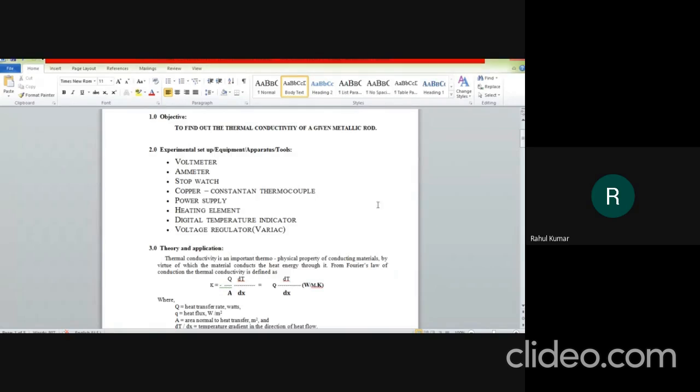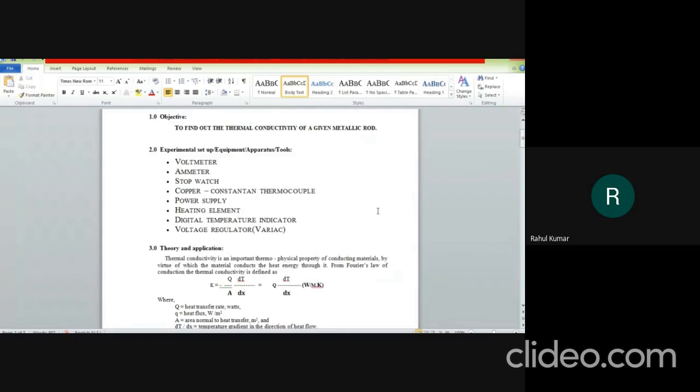We generally install thermocouples in 5 to 6 quantity to measure temperature. Obviously, power supply is required. Without power supply, this experimental setup will not work. We also need heating element. Why? Because thermal conductivity can be measured with the help of Fourier's law of heat conduction.